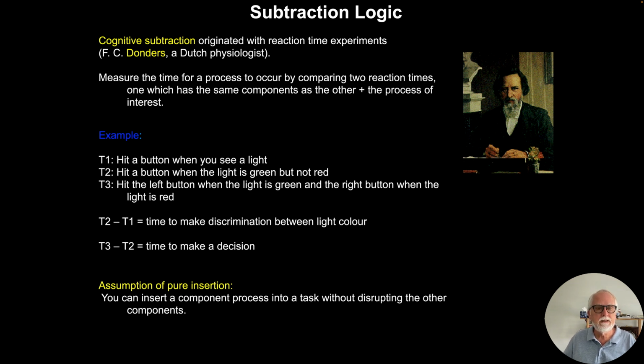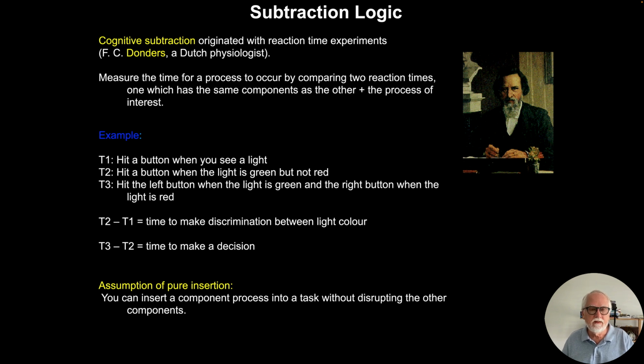Whereas T3 minus T2, both of those involve making decisions. And so you can see here, hit the left button when the light is green, the right button when the light is red, versus hit a button when the light is green but not red. You can take the difference there to find out the time that it takes to make a decision. So the idea of using subtraction logic is you take two different tasks and subtract them out, and then whatever's left over is what you think is the new process.